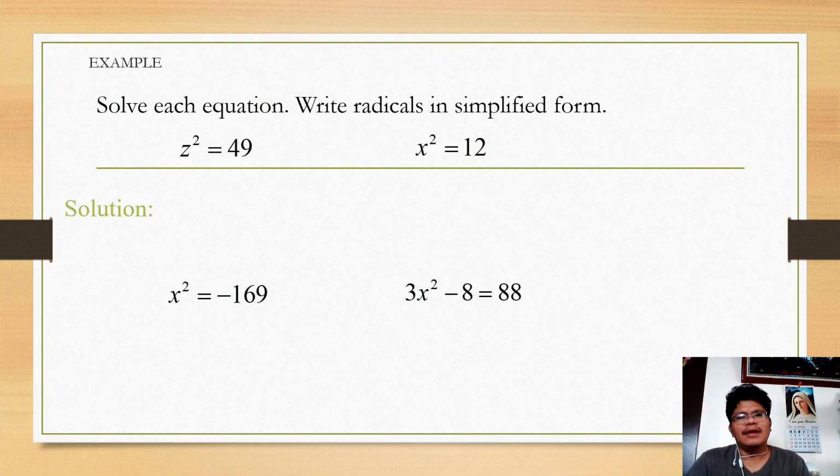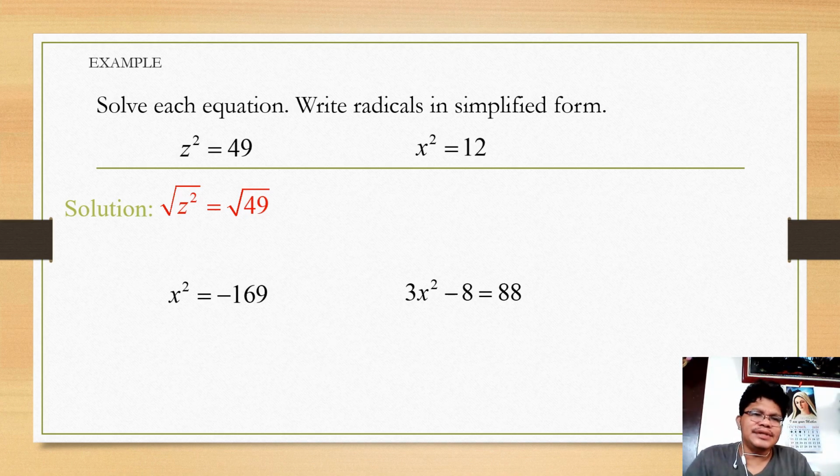Let us now proceed to the example. Solve each equation and write your answer in simplest form. Let us start from equation number 1. Z squared equals 49. The first step is, you need to isolate the quadratic term on one side of the equation. But in example number 1, the quadratic term was already isolated. So the next step is, you need to check the value of a. The value of a must be equal to 1. Now in example number 1, the value of a equals 1. So we can proceed now to the next step, and that is take the square root of both sides.